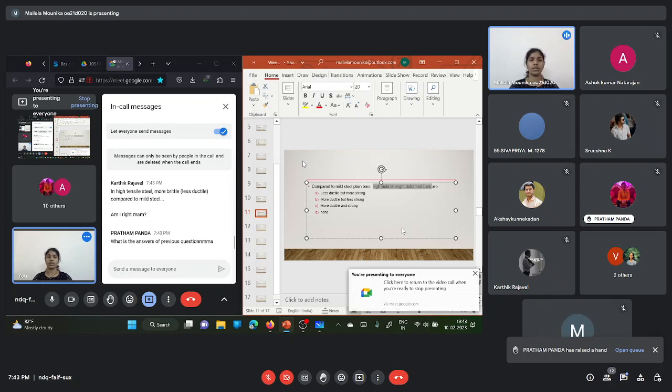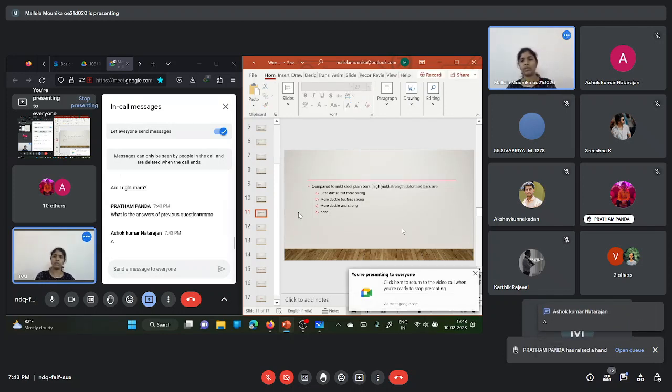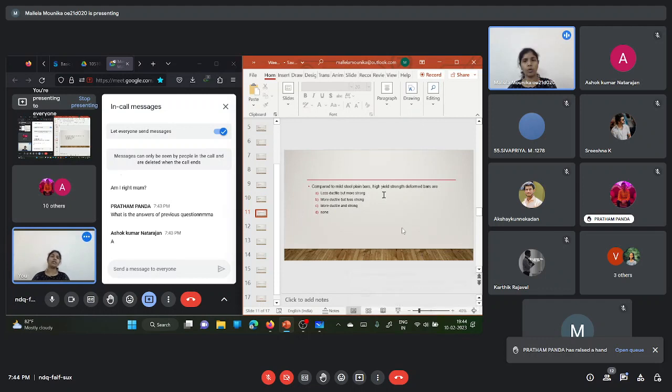Someone is asking the answer for the previous question. The limiting value of Poisson's ratio is between -1 and 0.5. And coming to this current question, we can say that the high yield strength deformed bar is less ductile but more strong. This depends on the amount of carbon content which it has.